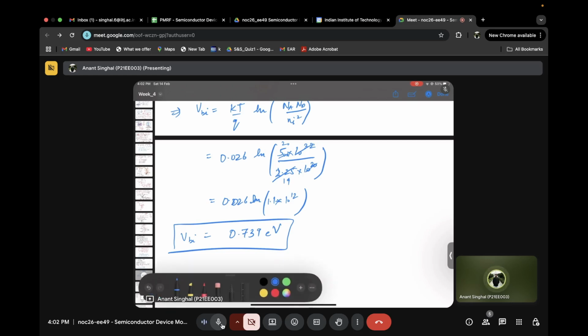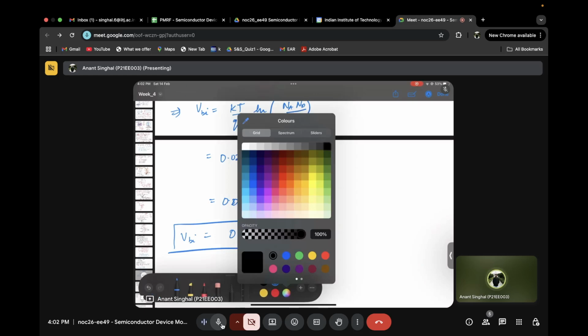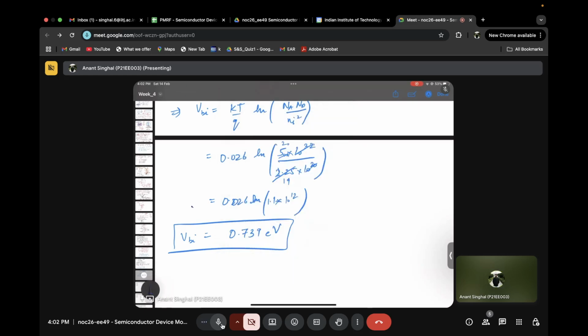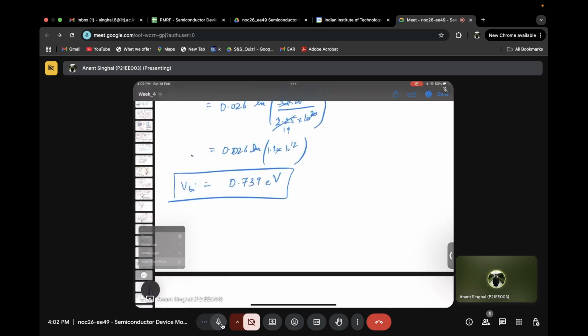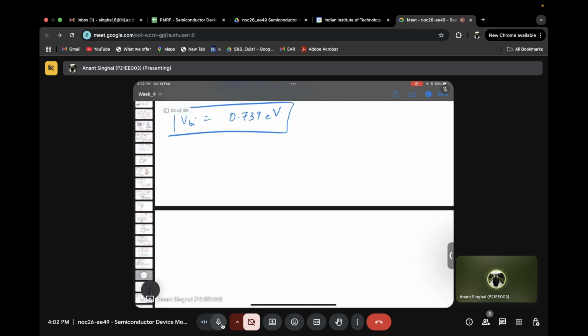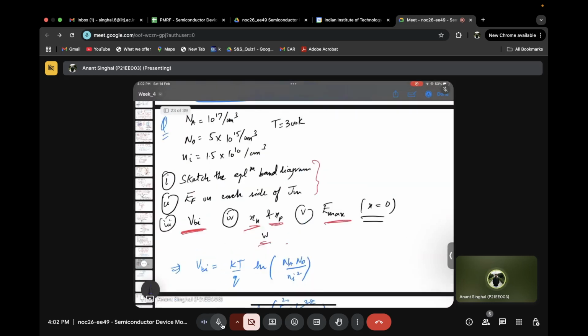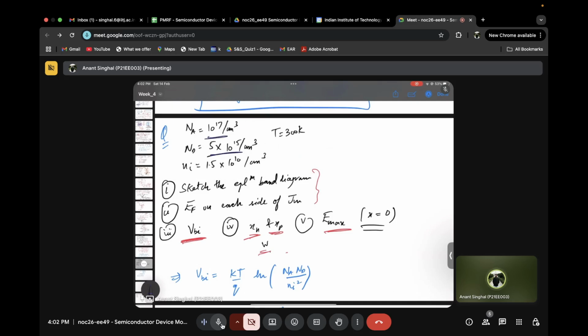Yeah, so you can check your calculations if it is not exactly coming out the same. So now the second thing that we need to calculate here is XP and XN. Let's quickly do that. So now one thing that you see is in the question Na is greater than that of Nd. So what will be greater, XP or XN?